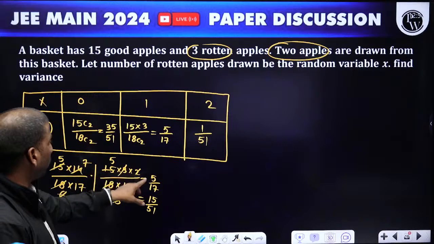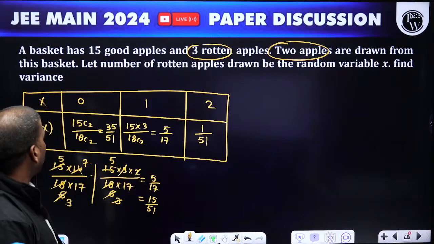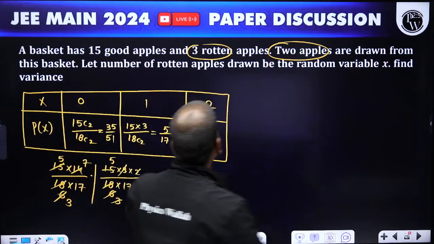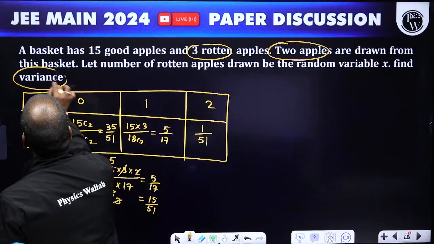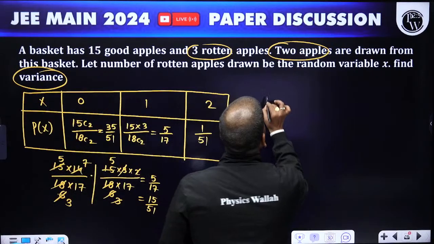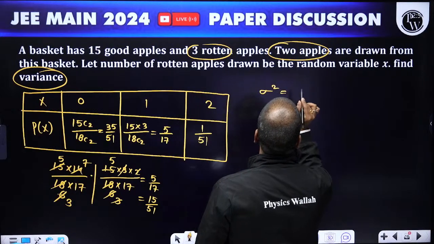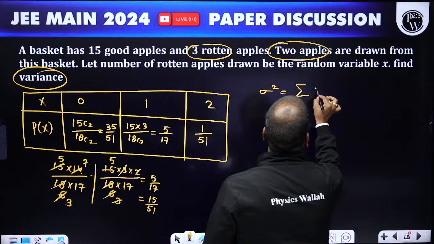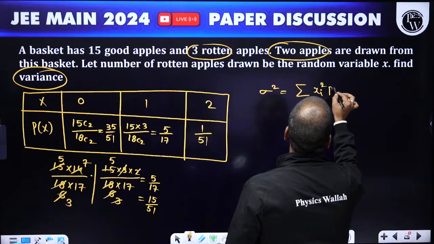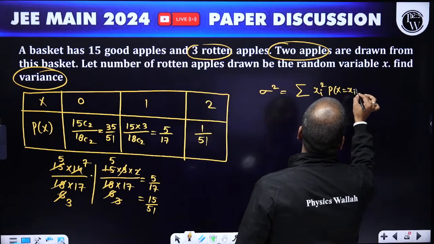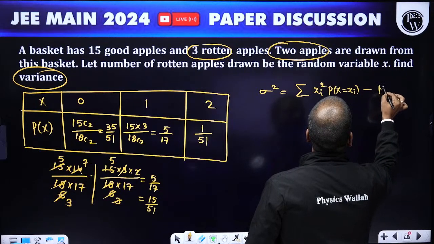40 now. 50. 50 by 51. So, 1 by 51. So, that's all. What do you want? We want variance. So lengthy, right? No, not lengthy. We have one formula. What is that formula? Sigma square. Variance is equal to sigma xi square into P of x is equal to xi minus mu square.